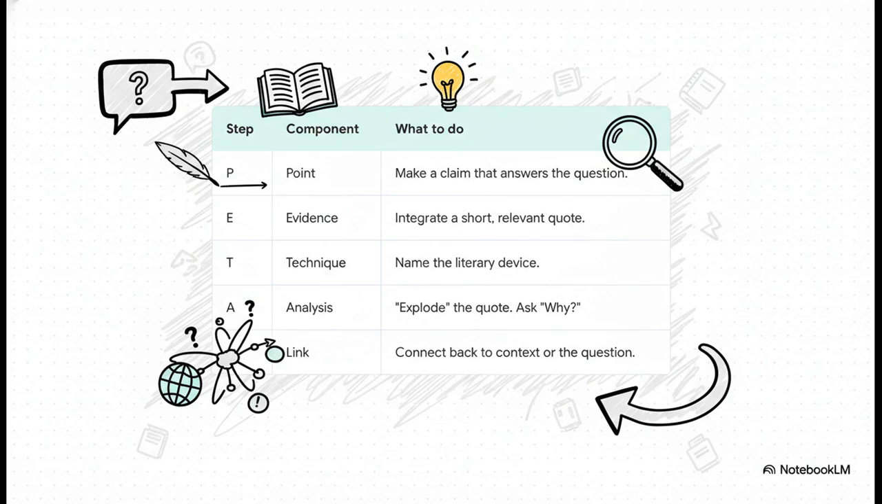So there you have it, your complete A-star checklist. Start with an argumentative point. Back it up with some well-chosen embedded evidence. Name the technique, analyze the heck out of it by asking why, and finally, link it all back to the big picture. You follow these 5 steps, and I promise you're going to see a huge improvement in your writing.